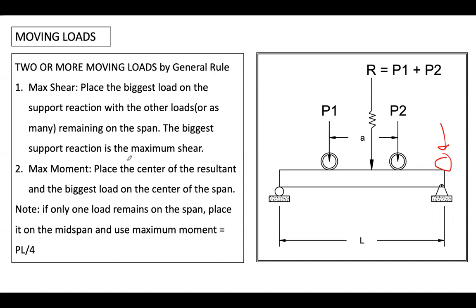If the biggest load is P2, i-move mo to, ilagay mo dito. Then you get the maximum reaction. Of course, ang maximum reaction yan, kung nasaan yung load. Kung dito, obviously, dito yung maximum reaction. Kung R2 ito, R1. For the maximum moment, place the center of the span midway between the resultant and the biggest load.